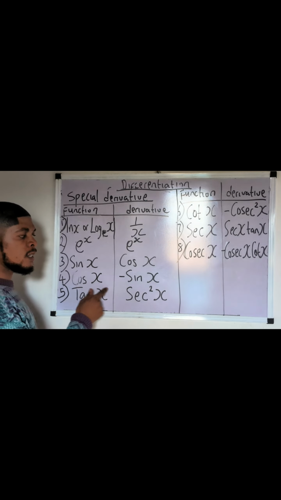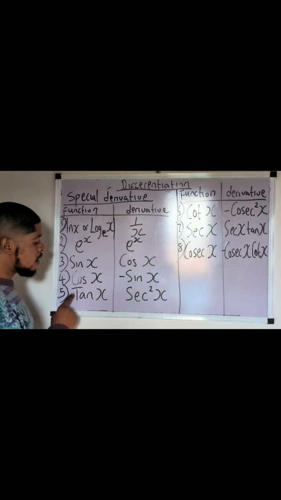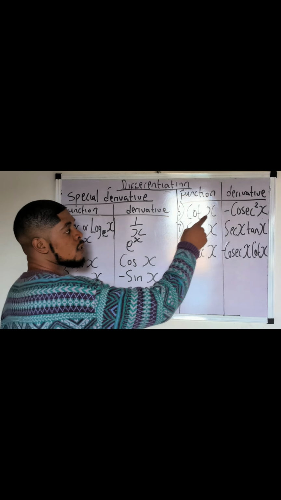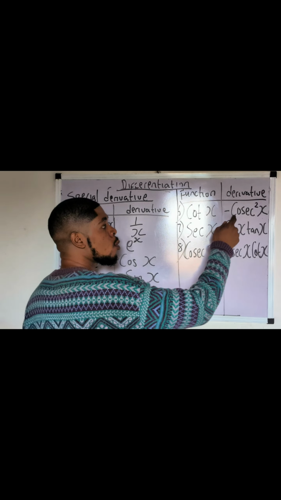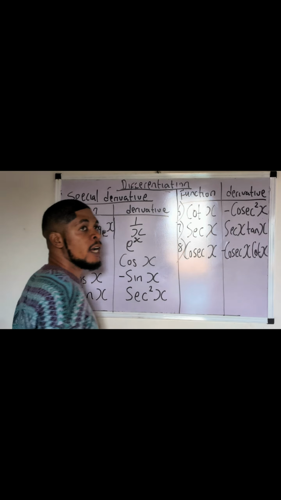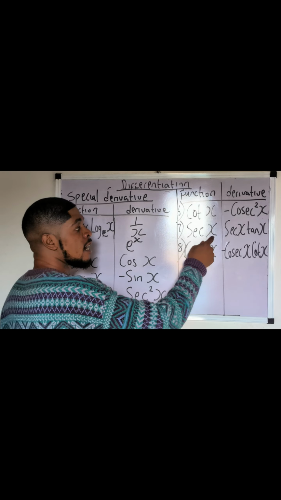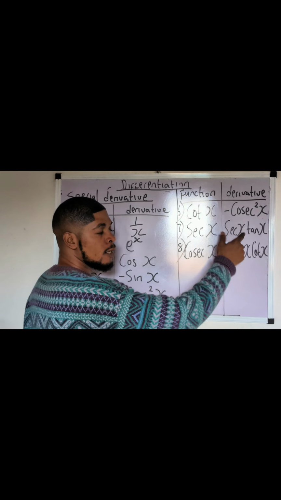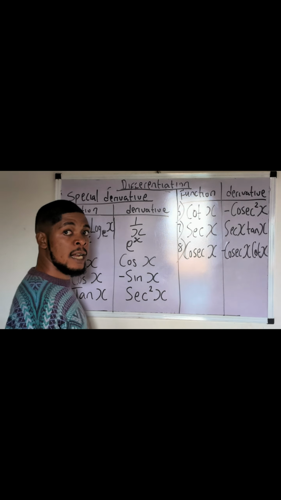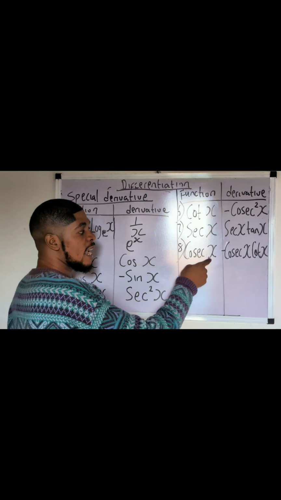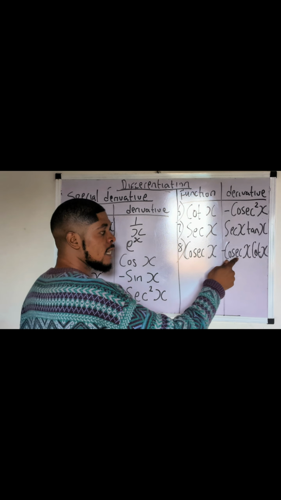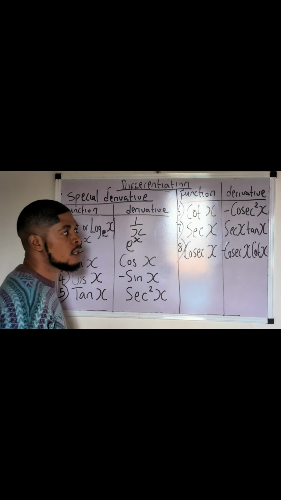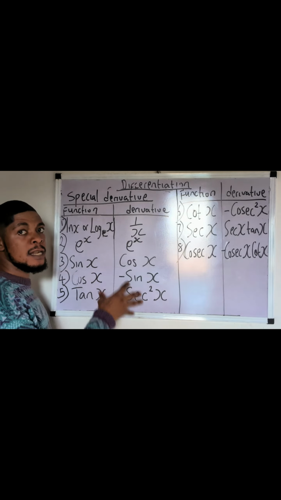Cos x, when you differentiate, you are getting minus sin x. Tan x, you are getting sec squared x. Cot x, you are getting minus cosec squared x. Sec x, you are getting sec x times tan x. Cosec x, you are getting minus cosec x times cot x. So you see everything here.